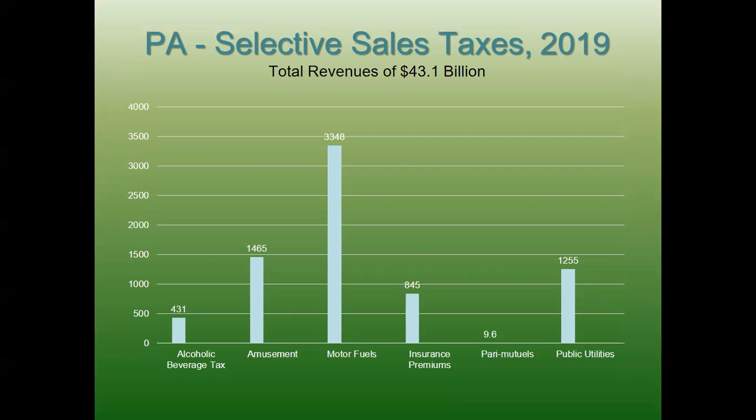There's an amusement tax. So if you go to a sporting event, a concert, or you go to some sort of roller coaster or amusement park, there are taxes included in your price of admission. There are alcoholic beverage taxes. When you pay your utility bills, there are sales taxes included in them. If you bet on horses and the pari-mutuels, there are taxes included there. And when you pay your insurance, there are also taxes on that as well. So this is just a couple of examples of selective sales taxes.